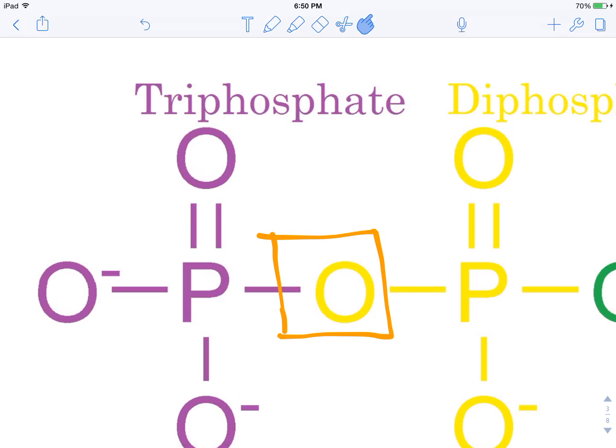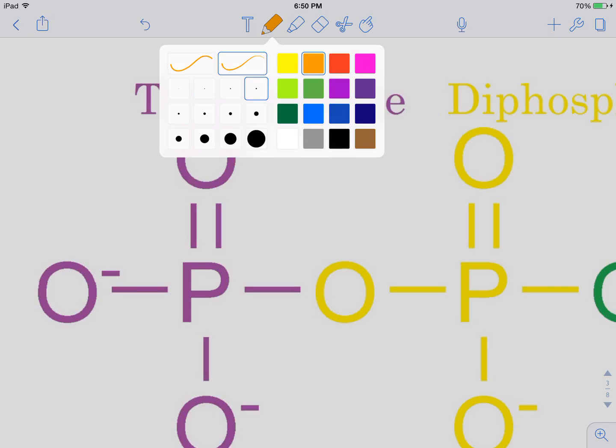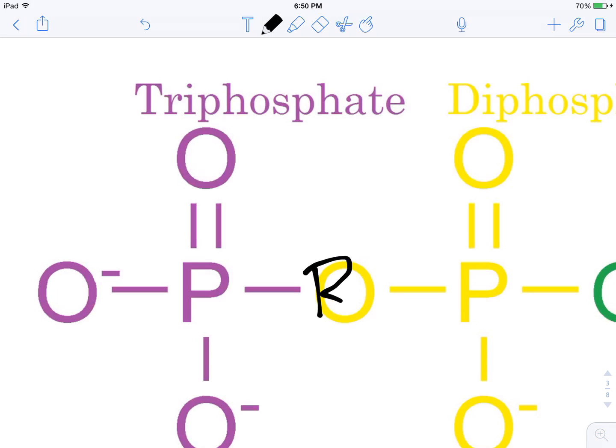A phosphate group here, as you can see, is connected with a bond to the oxygen group of the phosphate beside it. But typically, if there was no oxygen here, the phosphate group would simply have an R group right here. That just symbolizes any other extension. It can be any other molecule as long as it's chemically compatible.